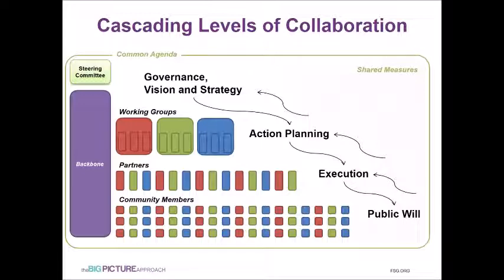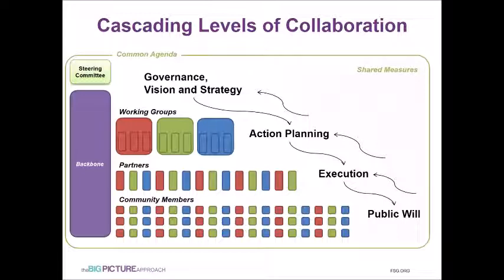So this is one way that we tried to picture the different levels of collaboration and coordination that happen. You typically have some sort of steering committee that's a cross-sector group of community members, nonprofit leaders, government, business, philanthropy, et cetera, that forms to help get agreement on the common agenda and the shared measures. They provide that kind of governance and visioning role.